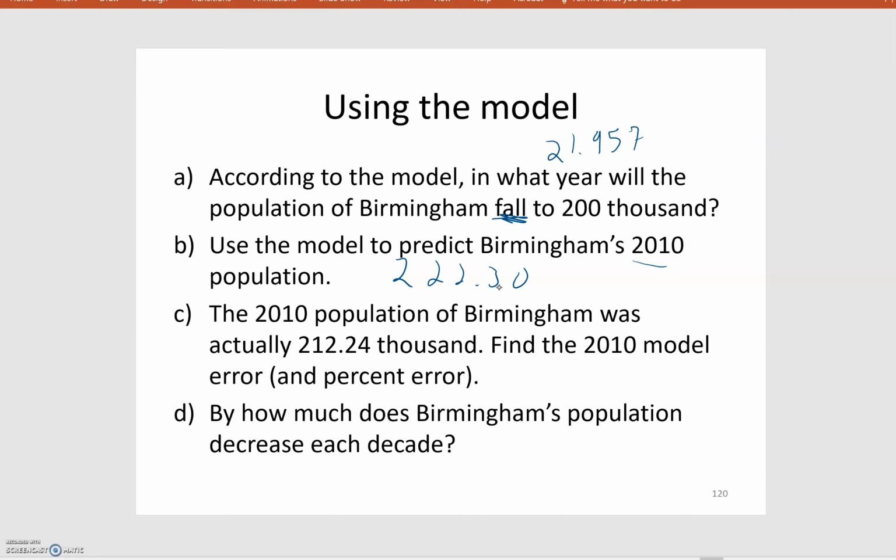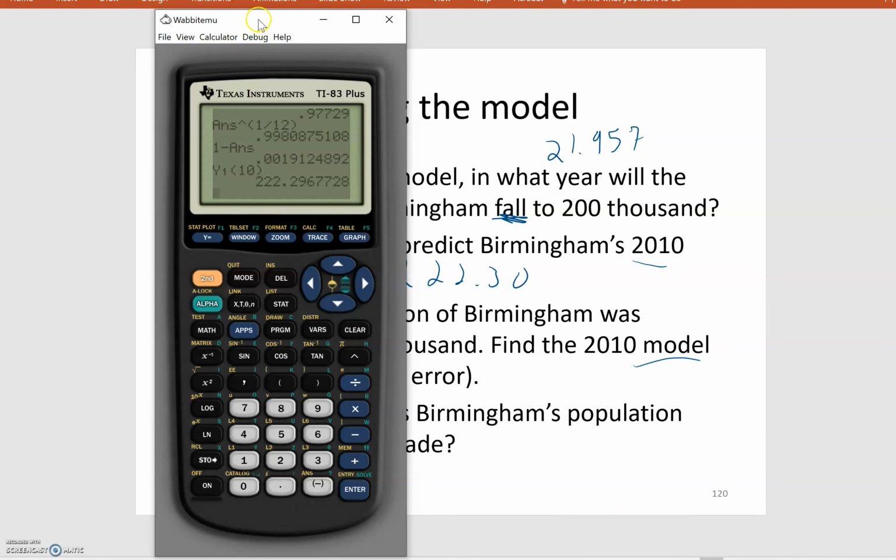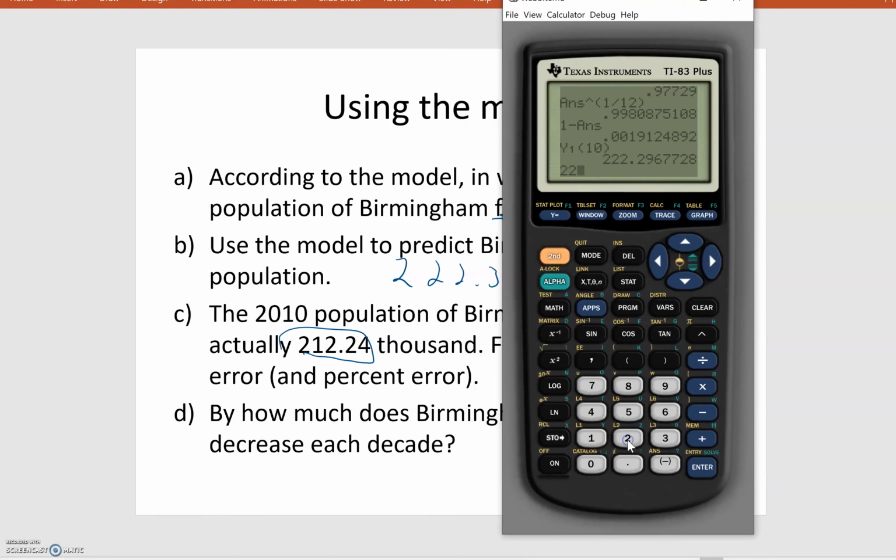The 2010 population was actually 212, so we want to find the model error. The model error is just actual minus predicted, so that's 212.24, oops, minus the answer we just got, and that's our model error, -10. Now if we want to get the percent error, we divide the model error by the actual value, which is 212.24, and multiply that by 100, and that's our percent error, -4.73%.